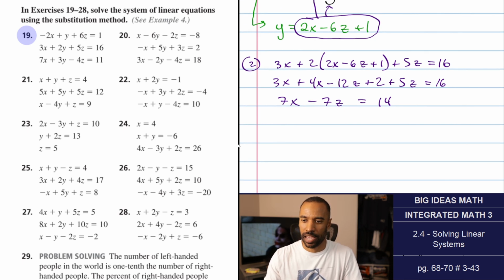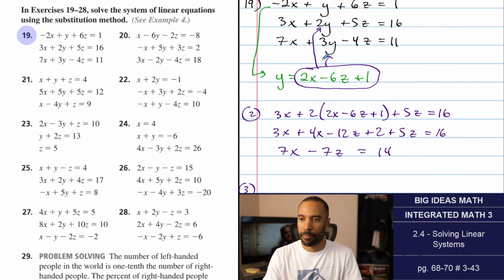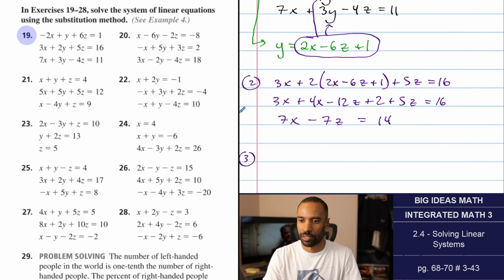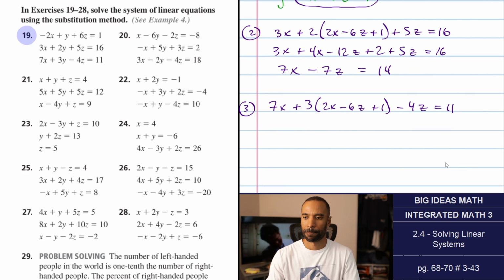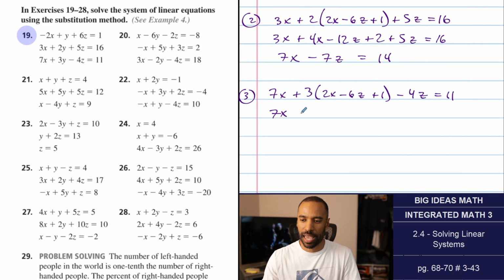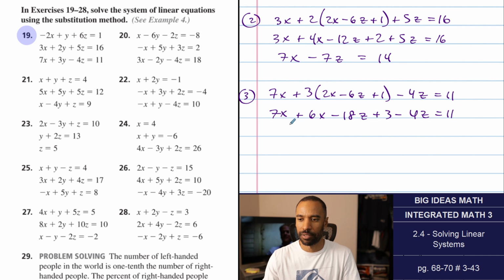Now in equation 3, I'm going to have 7x plus 3y minus 4z equals 11. Now I'm going to distribute: 7x plus 6x minus 18z plus 3 minus 4z equals 11. Combine, I get 13x minus 22z, and subtract 3 over equals 8.